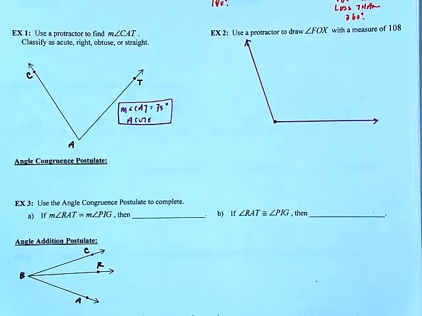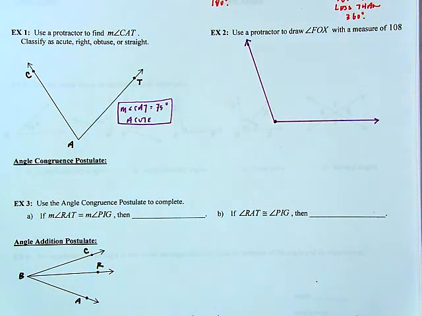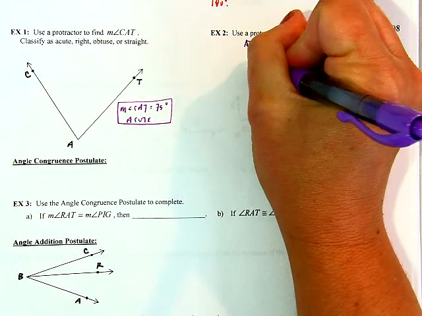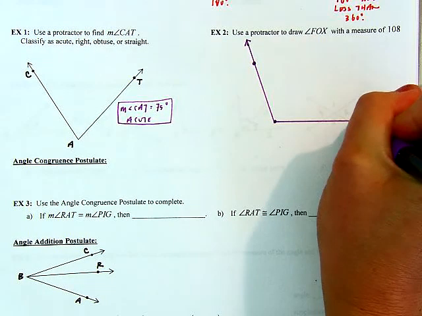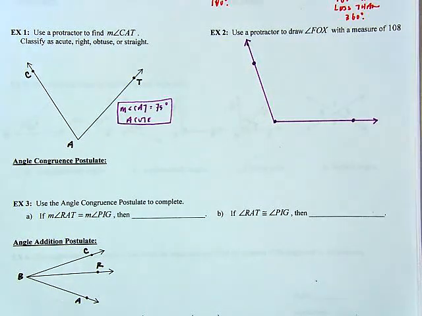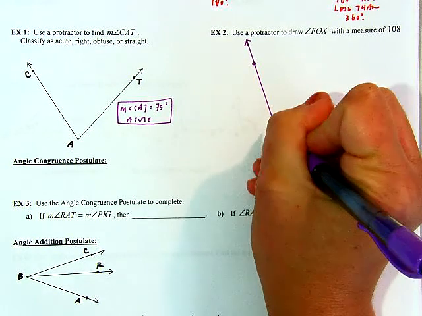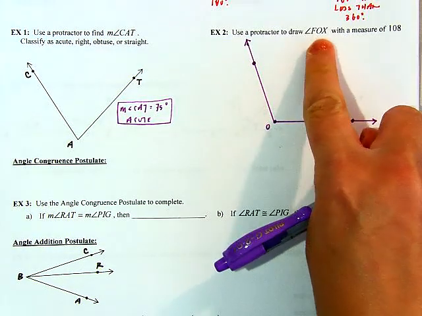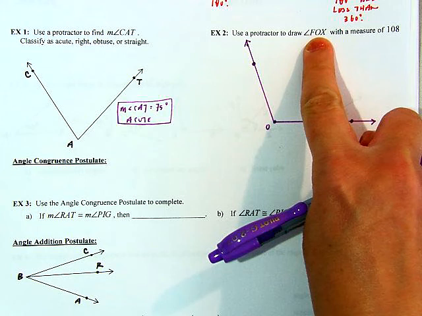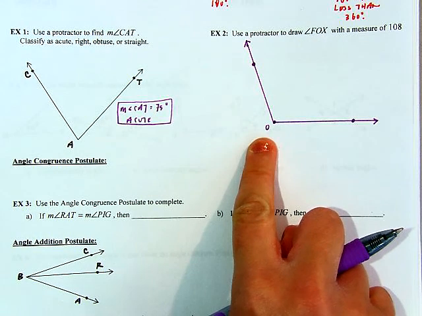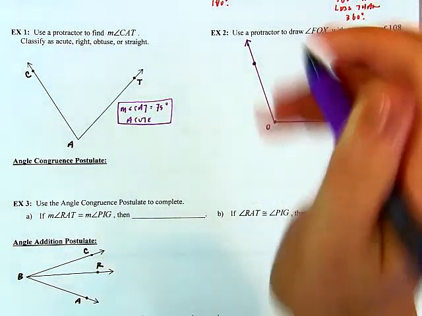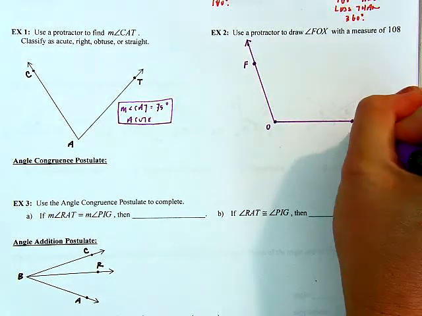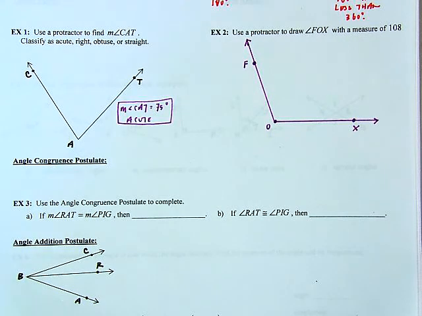So here is my angle of 108, but I want to make sure that I'm labeling all of my features. So if I call it FOX, well, O has to be here because that's my vertex. That's the letter in the middle, so O is the vertex. And then F and X, it really doesn't matter where I put the F and the X. So I'll put the F here and the X here, but if I flip that, no problem. That actually does not matter.